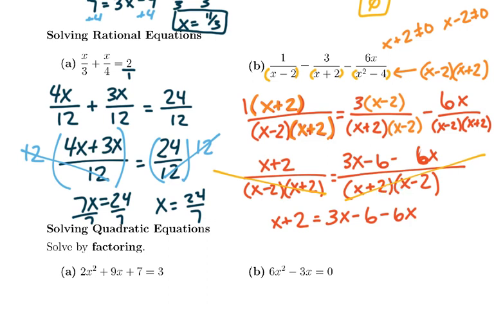You're allowed to multiply both sides by 12. You're allowed to multiply by negative 3. But you're not allowed to multiply both sides by 0. So that's where this comes into play. So x is not allowed to equal negative 2, and x is not allowed to equal positive 2. These are possible extraneous solutions.